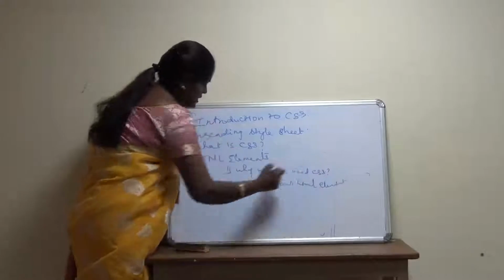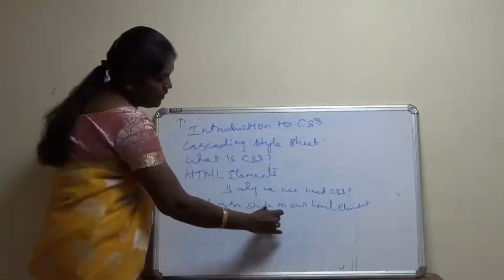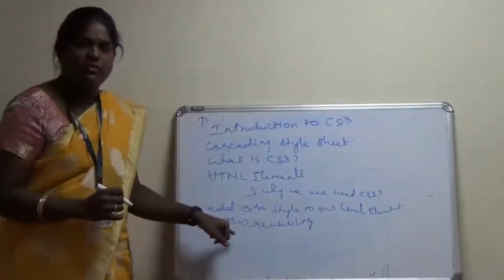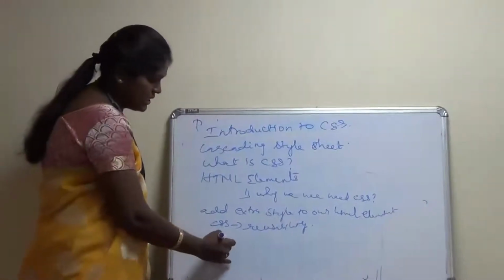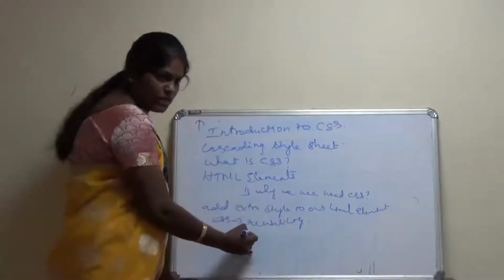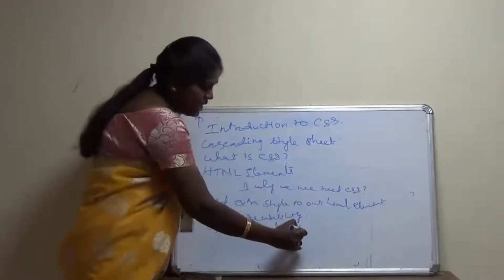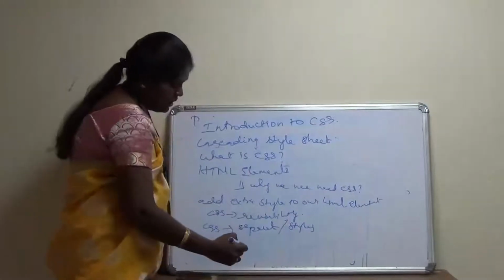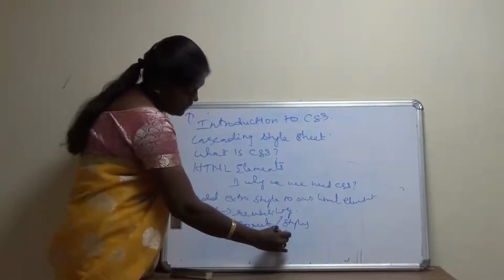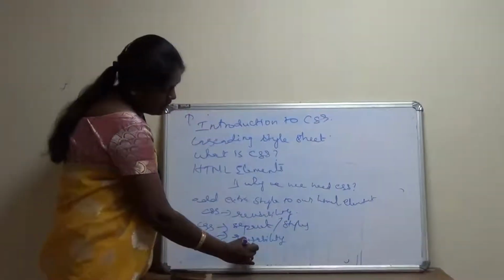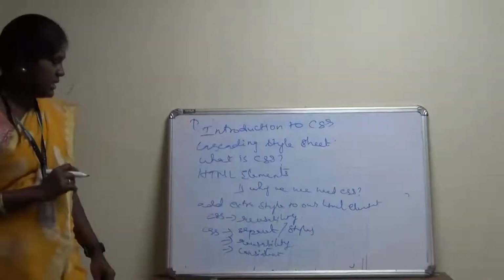The main purpose of CSS is reusability. Once we have developed a CSS, we can use the same CSS file for many HTML documents. That is why we go for CSS. It is going to separate the content from the styles. It improves reusability. It gives consistent styles to our web pages.